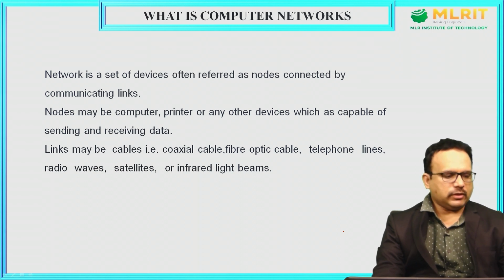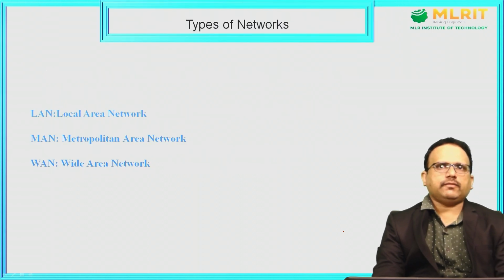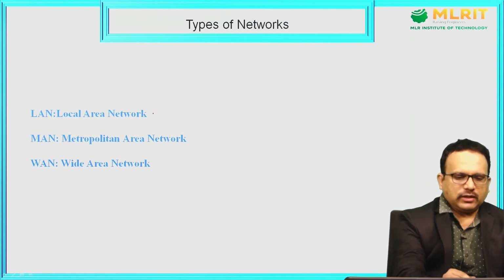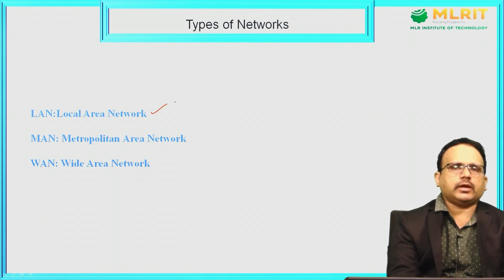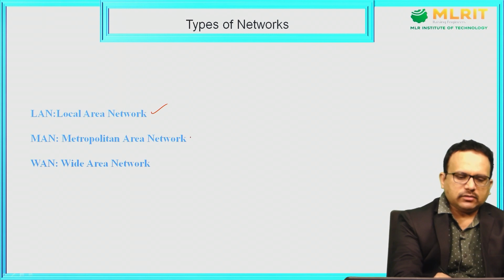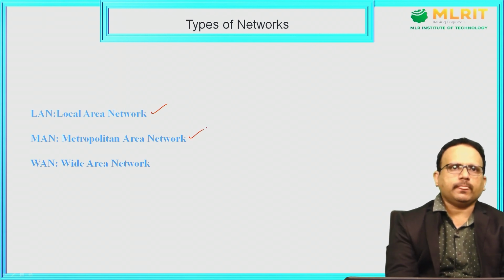Now coming to the types of networks. Mainly we have three types of networks. One is LAN, which stands for local area network. MAN stands for metropolitan area network. WAN stands for wide area network.